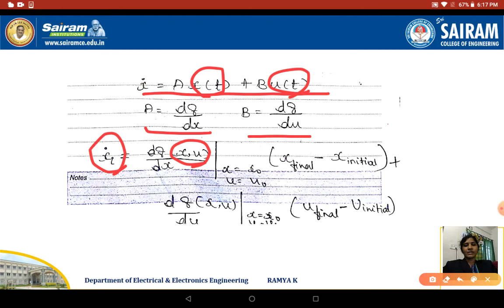So we can write it as df divided by dx as a function of x comma u about the point of equilibrium, about x equal to x naught and u equal to u naught, where your system will get linearized. So you are going to fix the limit x equal to x naught and u equal to u naught, x final minus x initial. Same thing when you write it for the B matrix, you can write it as df divided by du as a function of x comma u, where x is equal to x naught and u is equal to u naught. So here also the initial value will be u equal to u naught, and here u final minus u initial.